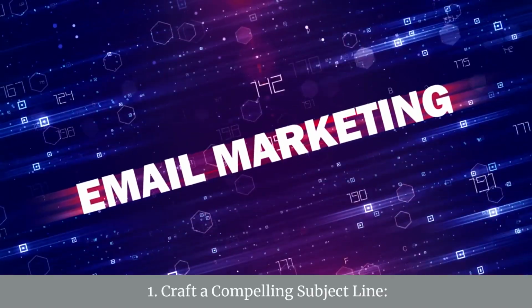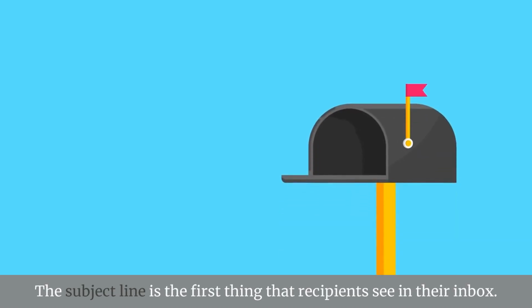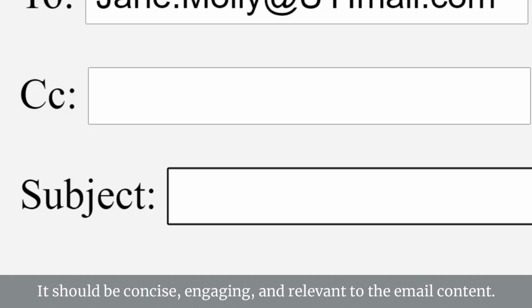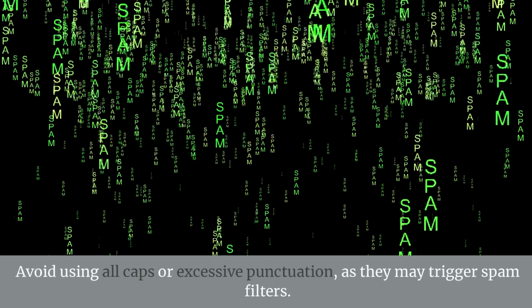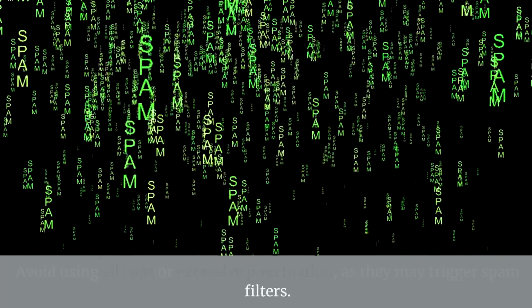1. Craft a compelling subject line. The subject line is the first thing that recipients see in their inbox. It should be concise, engaging, and relevant to the email content. Avoid using all caps or excessive punctuation, as they may trigger spam filters.